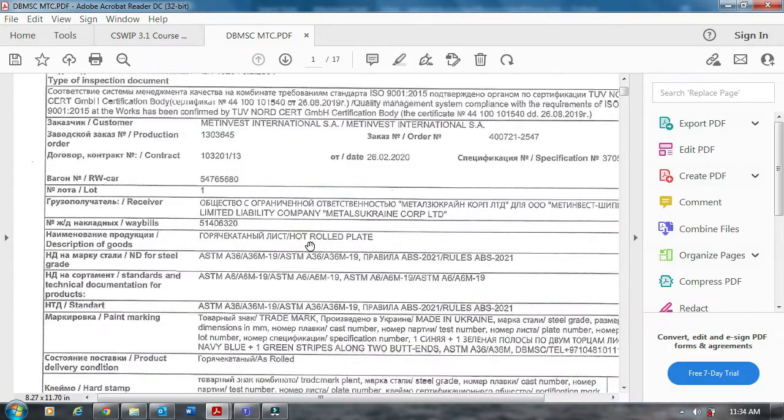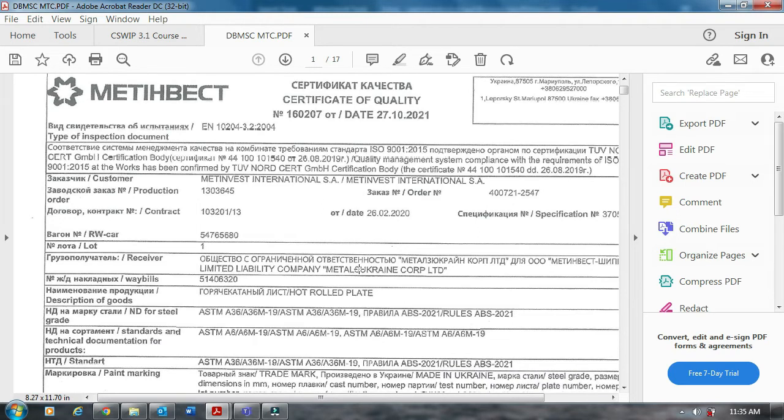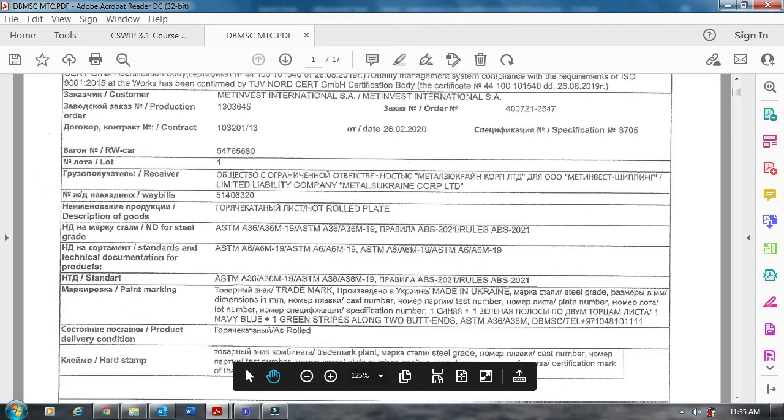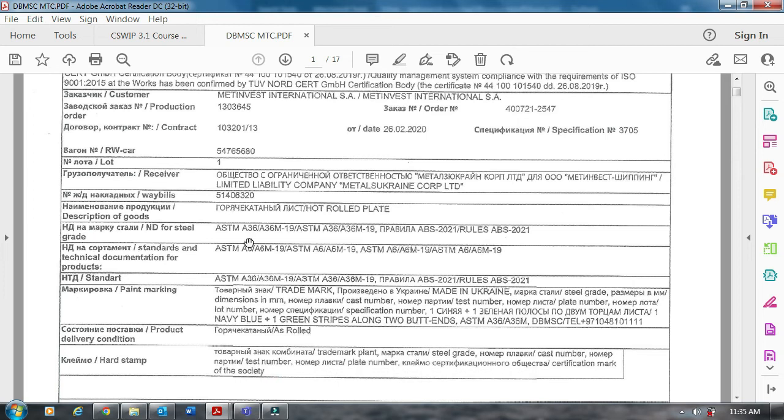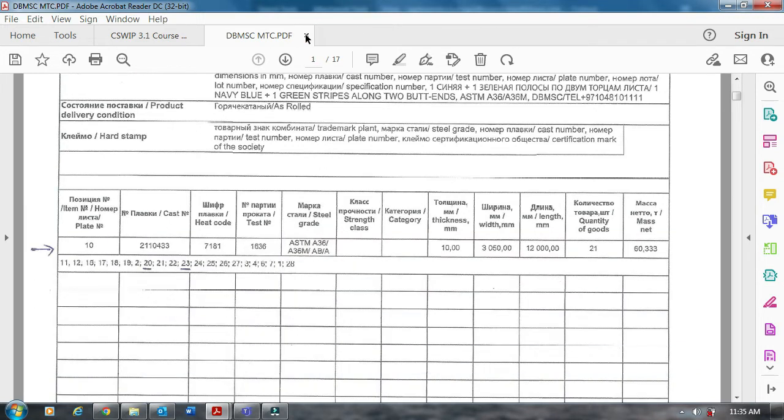So this is a hot rolled plate. It is written as delivery condition. So what is this material? Usually it's written in Russian. So it's basically ASTM A36 plate, in the hot rolled plate condition. The standard product delivery condition is written as rolled. So this is as rolled plate. This is one example.